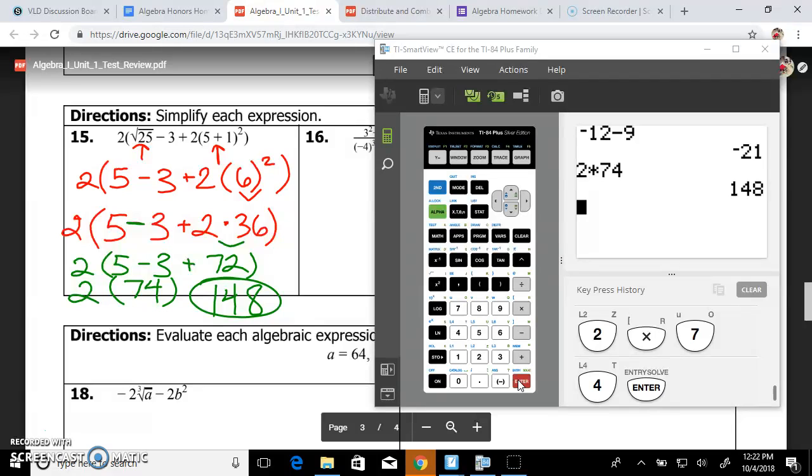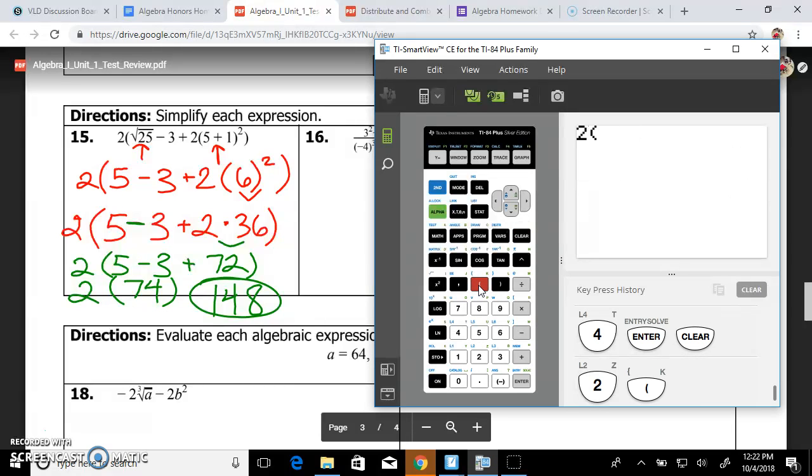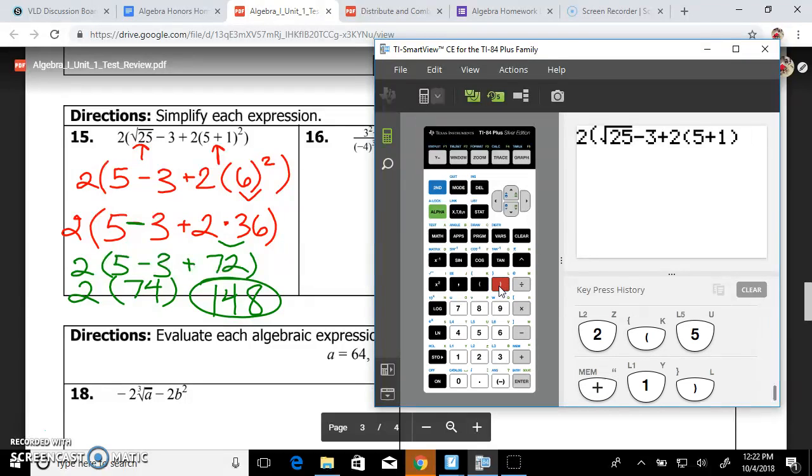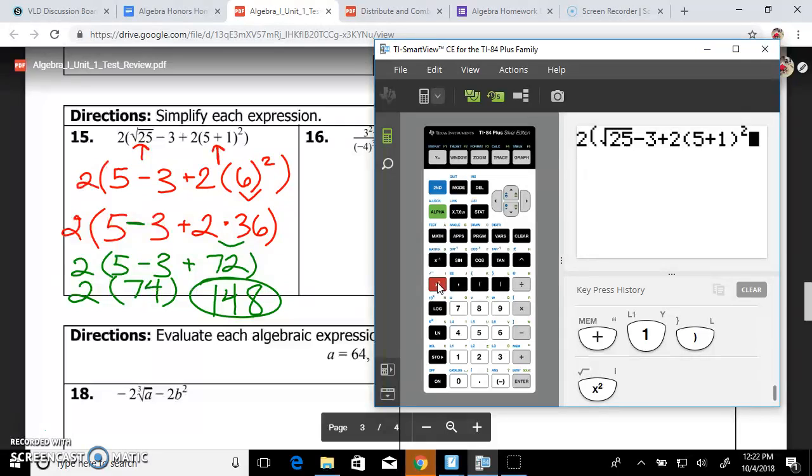Here's what it looks like. You need to type it exactly the way it's written. So you have 2 times the square root of 25, and then hit the right arrow to get out of it, minus 3 plus 2, open parentheses, 5 plus 1, close parentheses. We want to square that, and then don't forget to close your parentheses. And hopefully we're going to get 148.